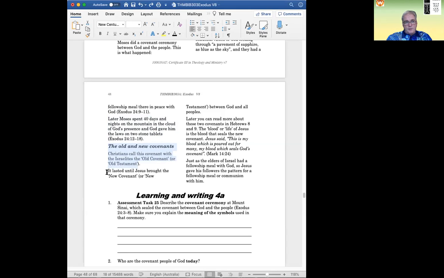So the Old Covenant lasts until Jesus brings the New Covenant between God and all people. You're going to read more about the two covenants in Hebrews 8 and 9.